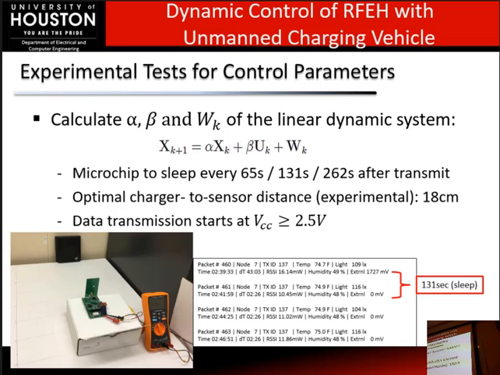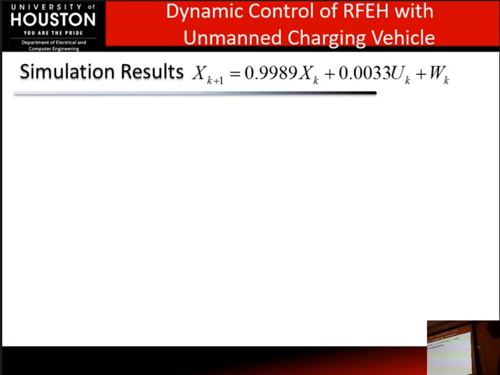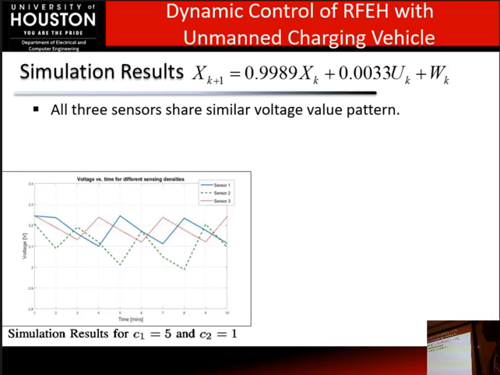So this is a picture of the test setup. You have the Powercast board, the sensor board, the patch antenna. This is the transmitter, the 915 megahertz antenna. This is an example of the sensor board sending packets every couple of minutes. So we have a sleep time. These are the sensor data. Once I ran this experiment, I found the parameters alpha, beta, and W shown here. So I was able to run some simulations.